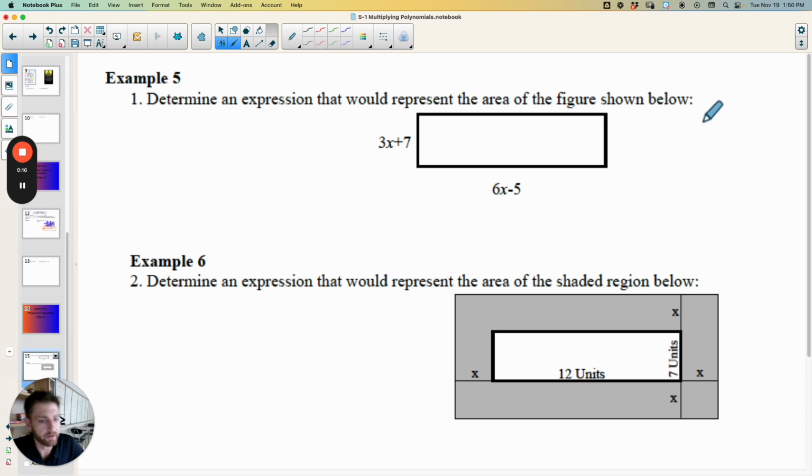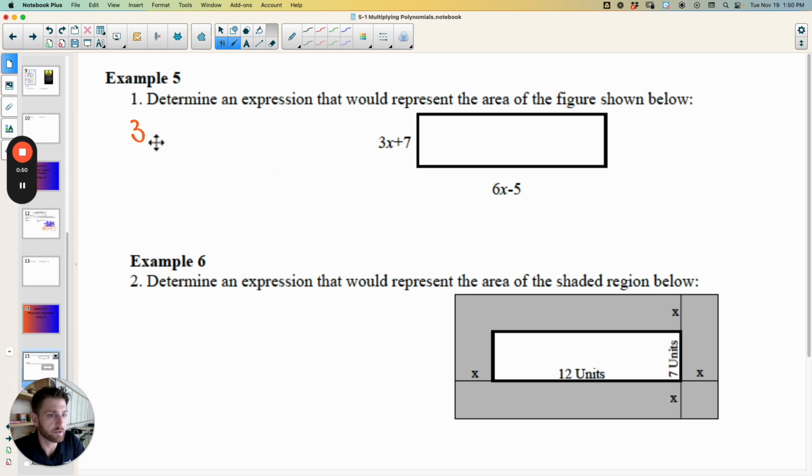So remember what area is. Area is just multiplying length times width, or base times height. It is two dimensions being multiplied together. So for this one, I have this dimension here, which is 3x plus 7, and this dimension here, which is 6x minus 5. And really, this is no different from any other of these polynomial problems that we've been doing whenever we're multiplying, specifically the section where we were multiplying a binomial times a binomial. And you're just going to multiply those just like we did in those problems.